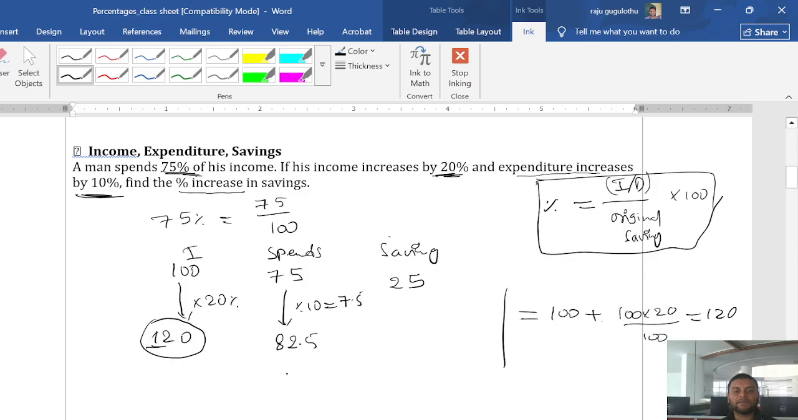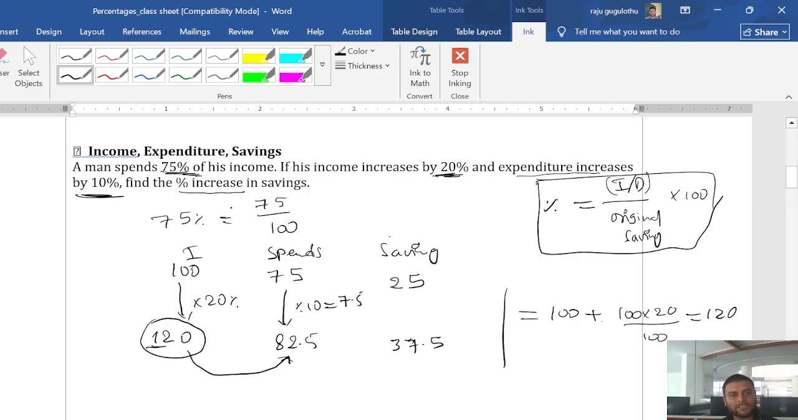Now we have to calculate the savings. That will be 120 minus 82.5, guys. 120 minus 82.5. If you remove 80 from 120, that will be 40, and then 2.5 more. If you remove that from 40, then you will be having 37.5. This is the saving over here, guys.